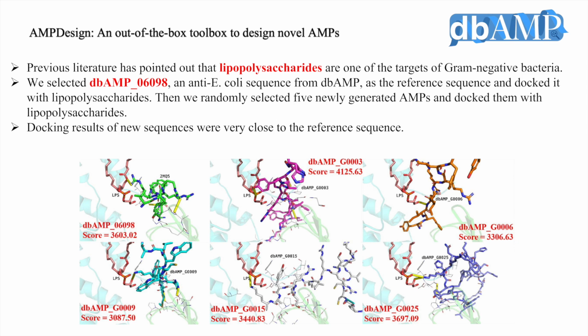Based on previous literature indicating that lipopolysaccharides are targets in gram-negative bacteria, we conducted a docking study. We randomly selected DBAMP 06098, an anti-E. coli sequence from DBAMP, as a reference sequence and docked it with lipopolysaccharides. Additionally, we randomly selected 5 sequences from our newly generated 82 sequences and docked them with lipopolysaccharides as well.